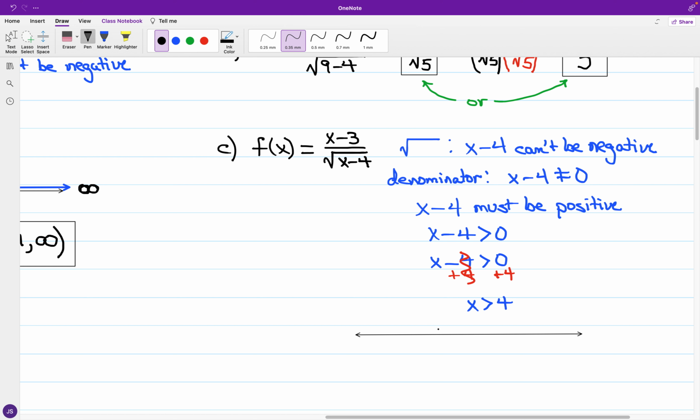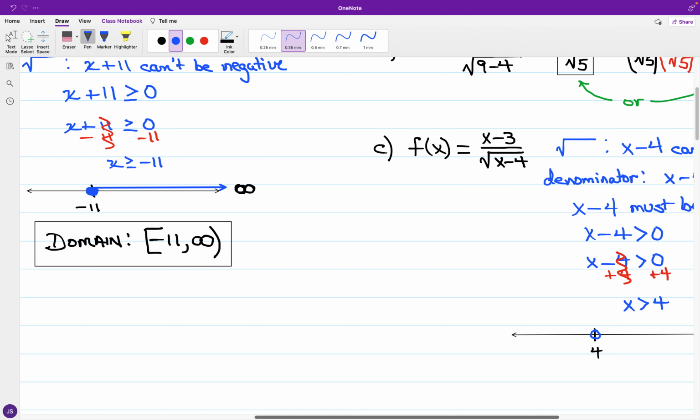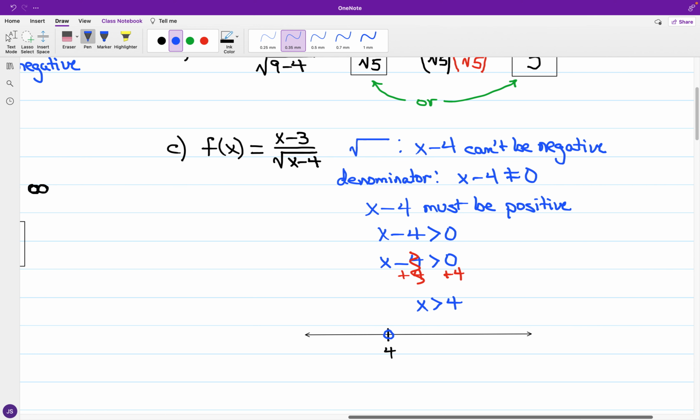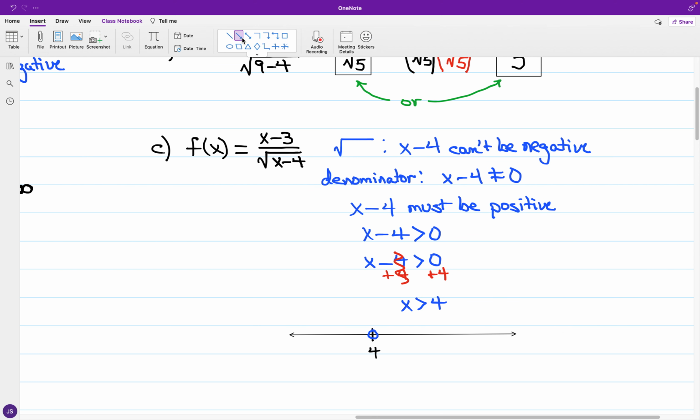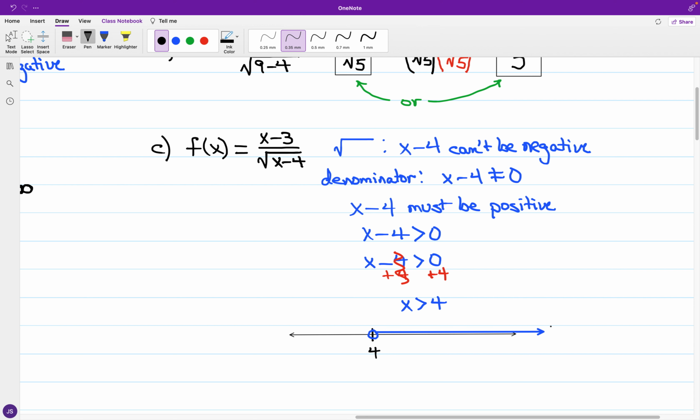Again, for the value of interest, we have 4, which is not part of the solution. With 4 not included, we have an open circle, as opposed to what we had earlier with negative 11 in the first problem, when we had the equal sign signifying that negative 11 is part of the solution set for x. But here, with 4 not included, again we have an open circle. And from this, we have a ray going out to the right and moving continuously in the direction of infinity.